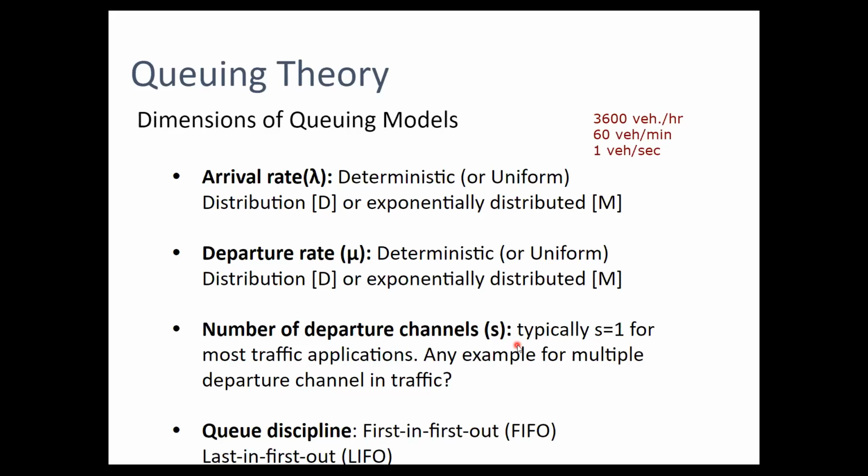So you can think of those as multiple departure channels if you can somehow combine the through and the right turn demand. So then for that total combined demand, you have two departure channels.